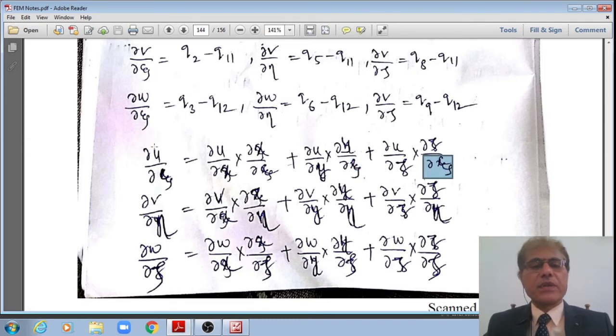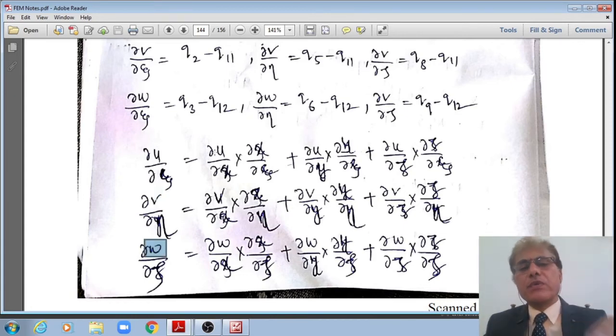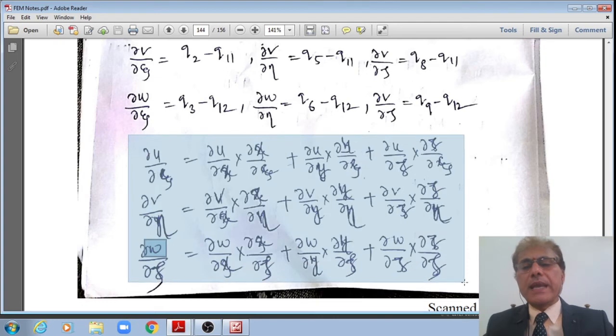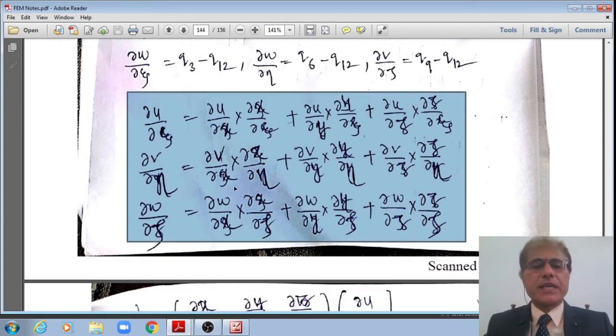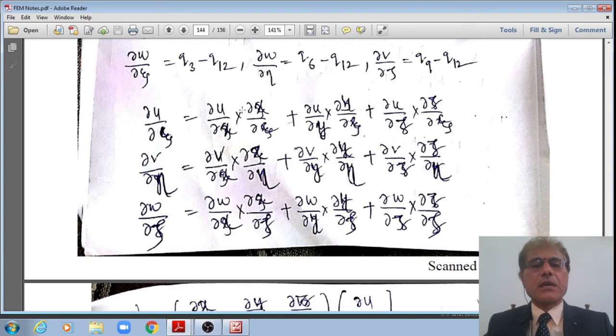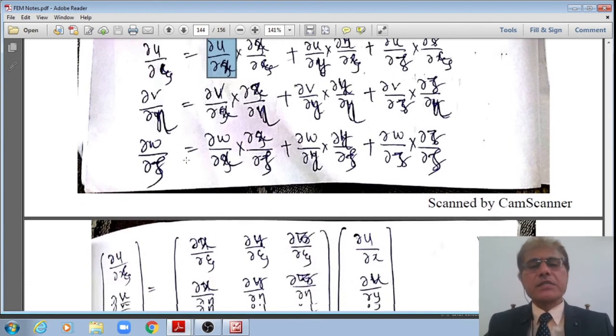Therefore, even if you change this displacement function u to v, you will get similarly 3 more equations, and changing to w, you will get 3 more equations. That is how you will get 9 equations of the strain displacement relationships, right? These are the strains in local coordinate system, whereas these are the displacements in Cartesian coordinate systems.